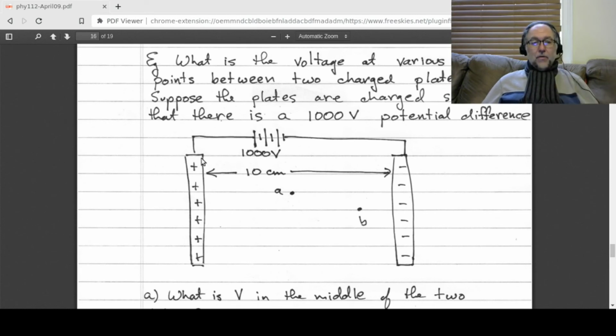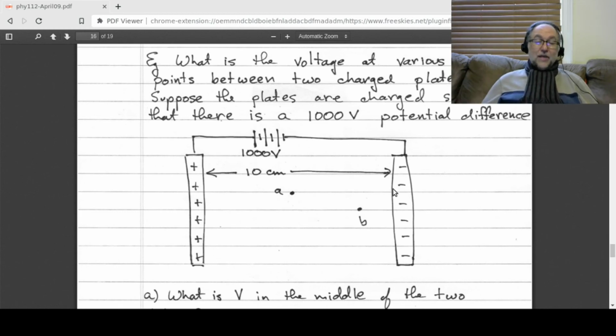When I attach that battery to these parallel metal plates, the battery is going to suck electrons out of the positive plate and move them over to the negative plate. It's going to continue doing that, but it can't do that forever, because it gets harder and harder to pull electrons out of the positive and deposit them into the negative.